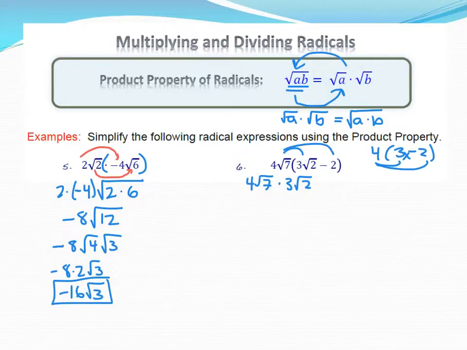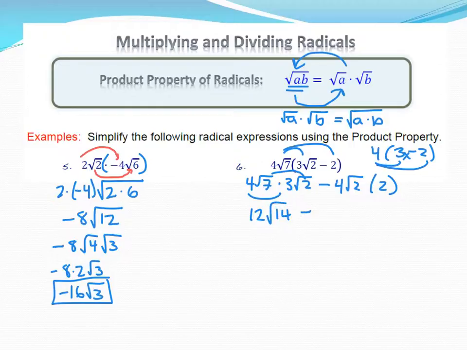Then I'm going to have minus 4 radical 7 times 2. Okay, got the minus sign from right in there. Now let's see if I can combine these. Again, I'm going to combine 3 and 4 on the outside, so that's 2. 7 and radical 2 I can combine to get radical 14.